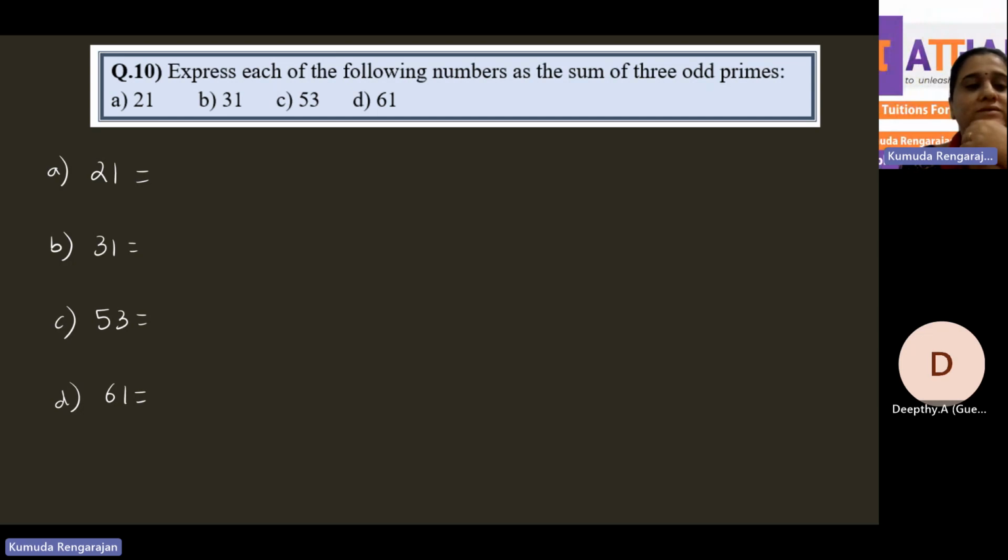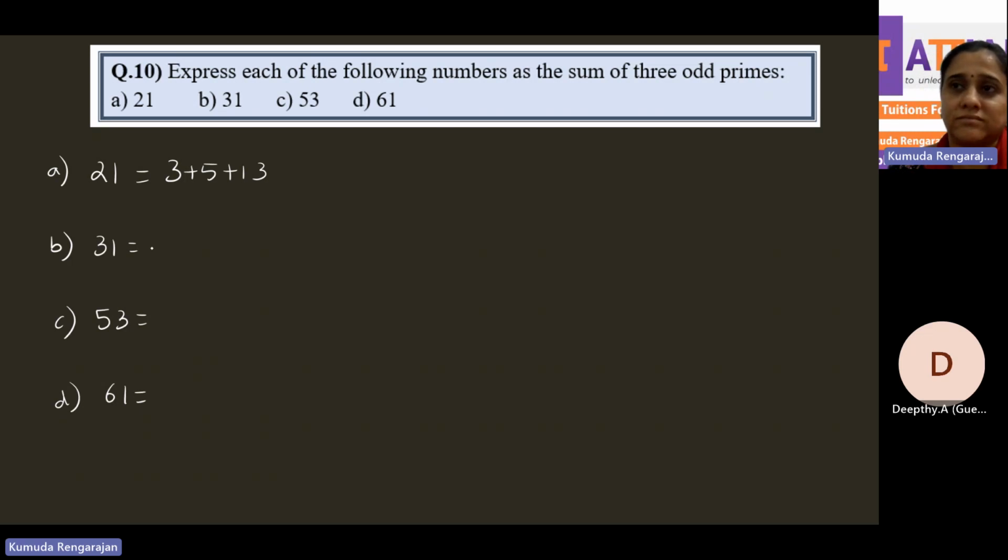Deepthi, first one. Mom, the first one is 3 plus 5 plus 13. 3 plus 5 plus 13. Very good. Anybody here? Second one?